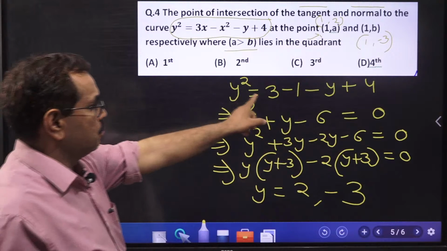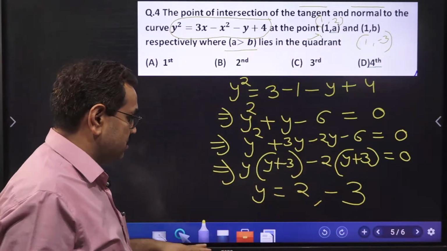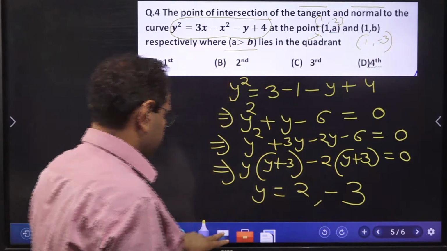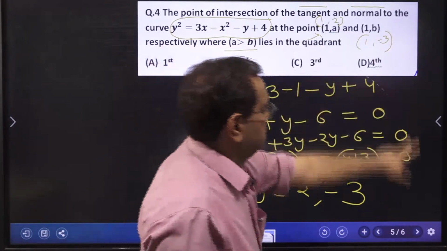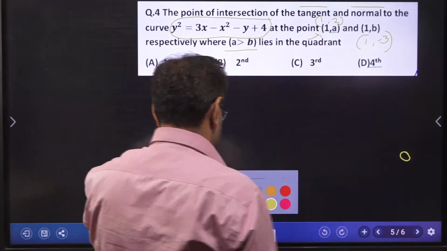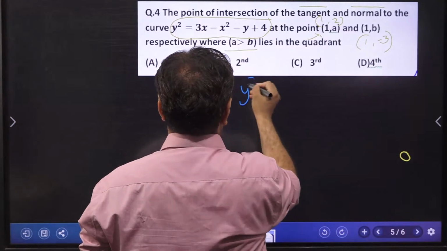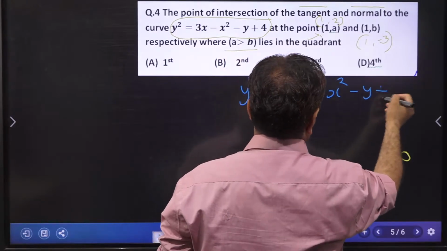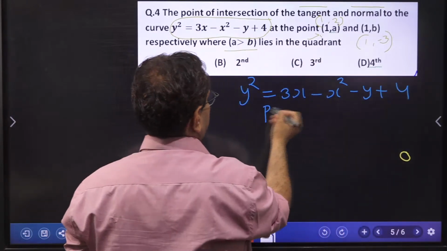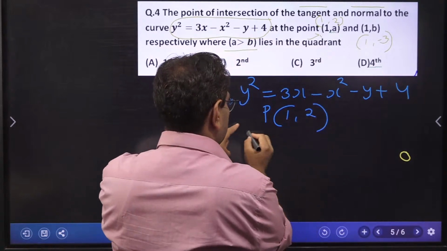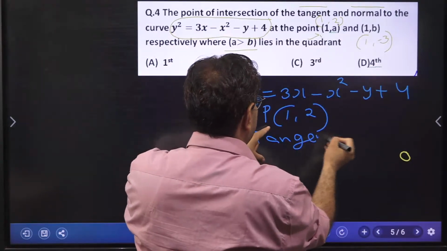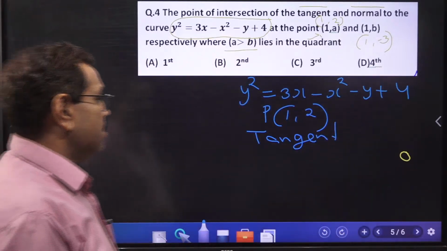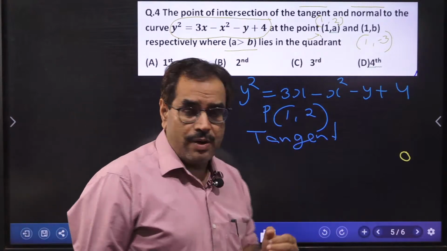Okay. आपको बस x equal to 1 put करके y coordinate आपने compute किए 2 and minus 3, and we have decided which one is A. A is greater than B. So this is A, this is B. Now our curve is y square equal to 3x minus x square minus y plus 4, and we have a point say P (1, 2), and we have to find the equation of the tangent to this curve at this point. Okay, so tangent is a straight line which passes through this point, which requires slope.